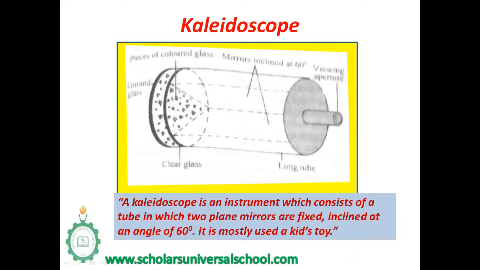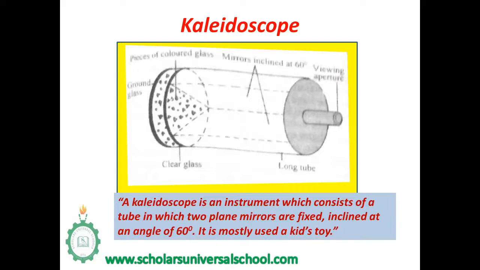Now inside that tube you pour different pebbles or ground glass, different pieces of colored glass to form different colors. It is mostly used as toys for children. You have a viewing aperture here where you can view images from. When you shake the glass, the pebbles will form a kind of pattern, which you can see from this viewing aperture. Then when you shake again, you see another pattern. These patterns are mostly colorful and they tend to amuse children.